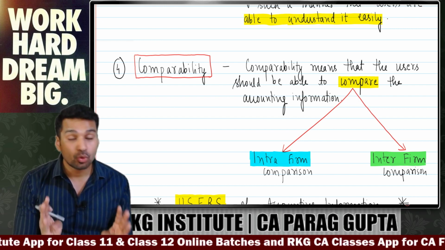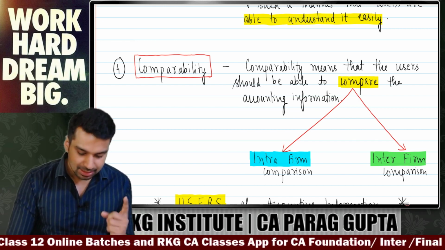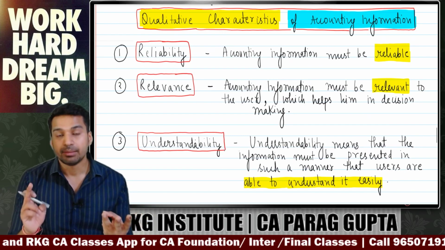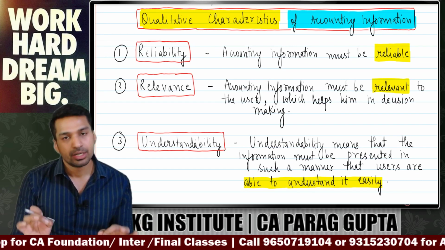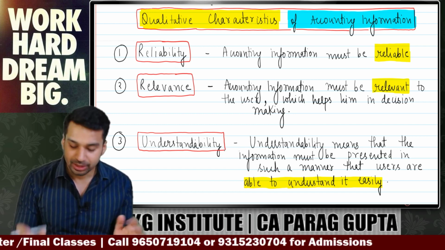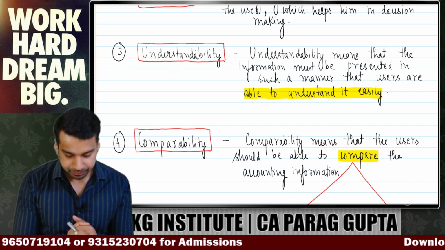So there are 4 qualities of accounting information which it must possess. Let me repeat again and you must repeat with me as well. Number 1, reliability. It should be reliable, trustworthy. Number 2, relevance, no unnecessary information. Number 3, understandability, easy to understand. And number 4, comparability. It should be comparable.